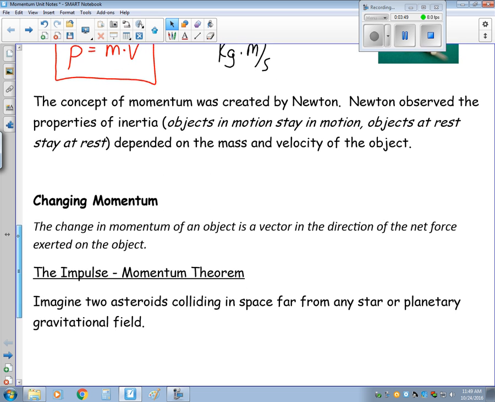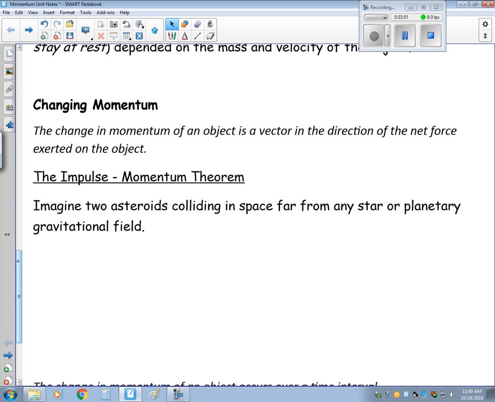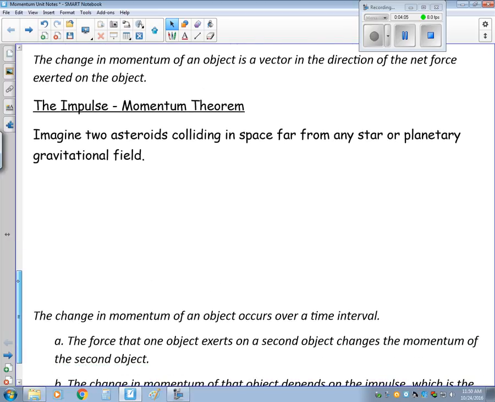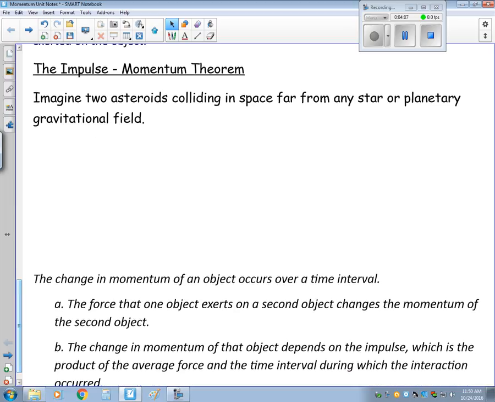So let's say something has a changing momentum. So some knowledge here, the change in momentum of an object is a vector in the direction of the net force exerted on the object. So to help us understand that, let's take a look at something called the impulse momentum theorem, and let's take a look at two asteroids colliding. Now I chose two asteroids because there are no other forces acting on them.